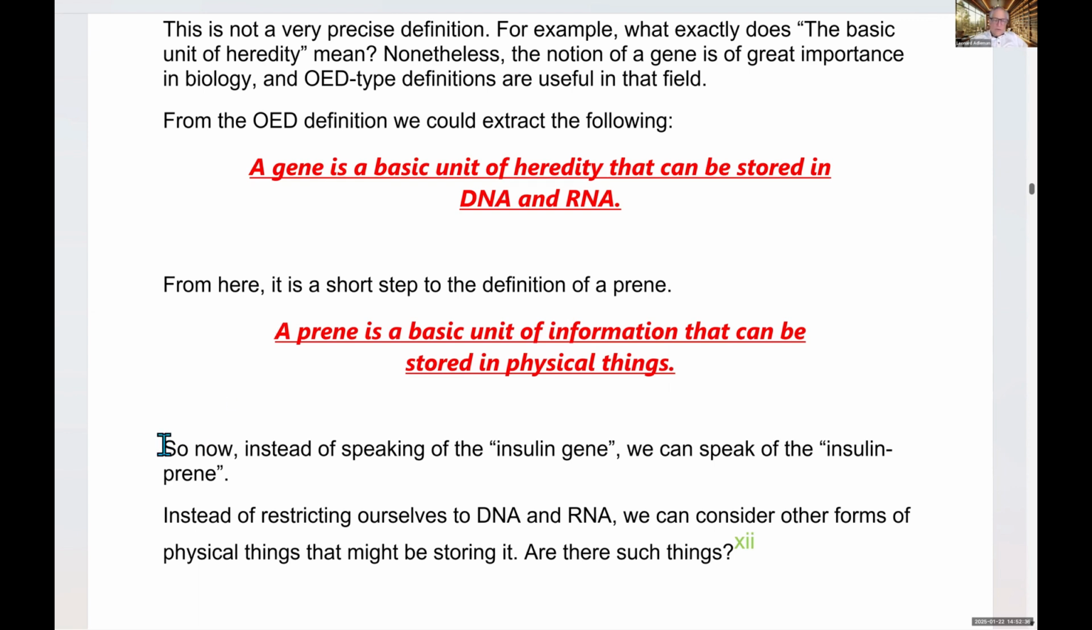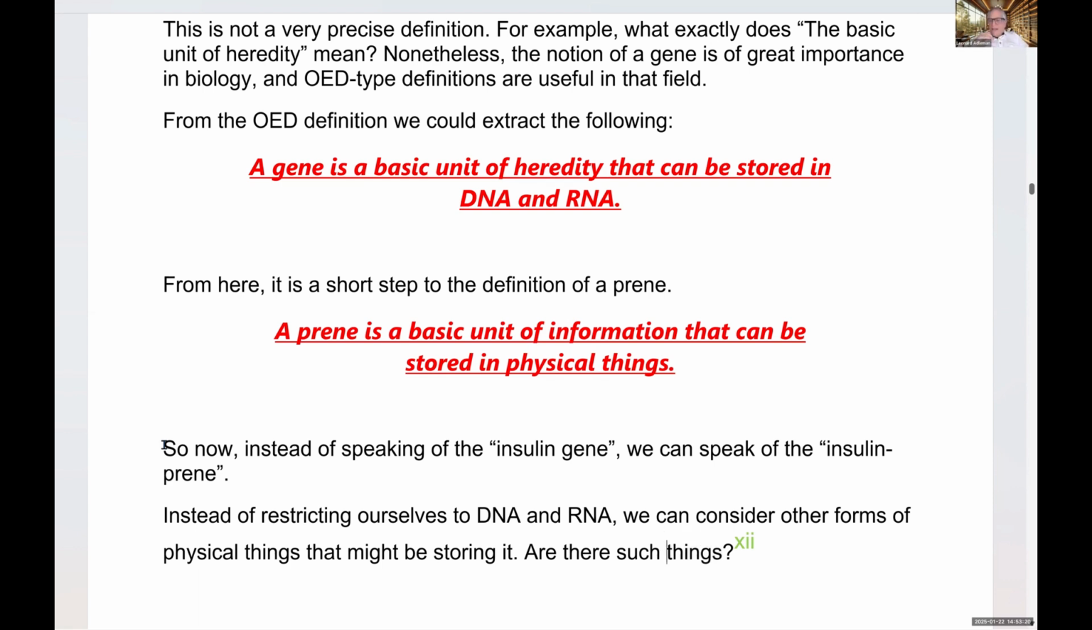Okay. So here's an example that might be helpful. Instead of speaking of the insulin gene, a sequence of DNA that you can find inside of, for example, humans, we can speak of the insulin preen. Instead of restricting ourselves to DNA and RNA, we can consider other forms of physical things that might be storing it. Are there such things?